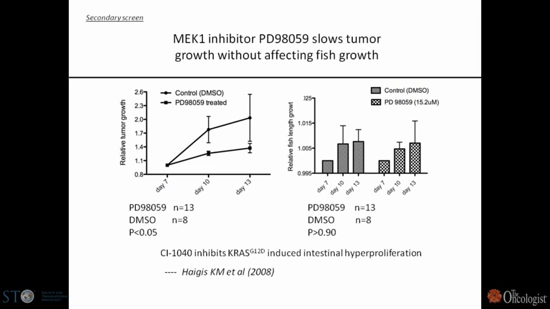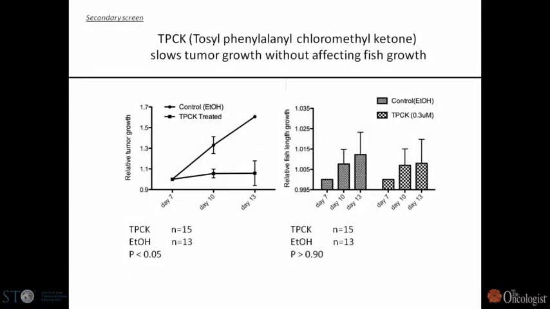And I think this is very similar to work by Tyler, where he found a chemical that would inhibit KRAS-induced intestinal hyperplasia. And so I think that the message is very similar, that if you can find chemicals that block the MAP kinase pathway, this would be very helpful. Well, this TPCK chemical also specifically slows tumor growth and doesn't slow the growth of the fish.